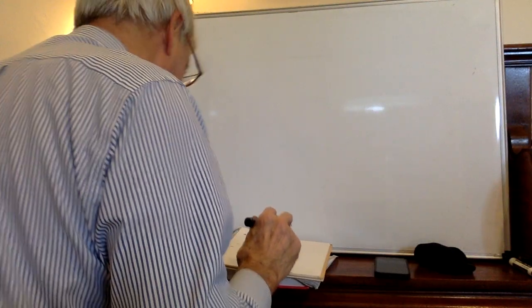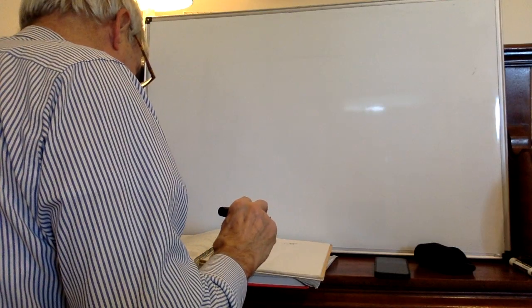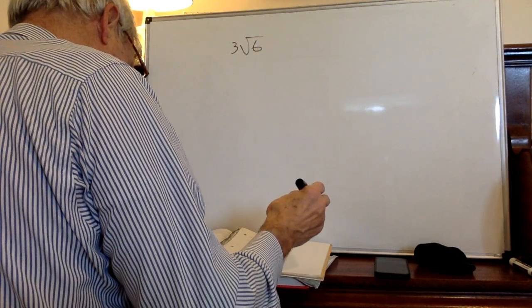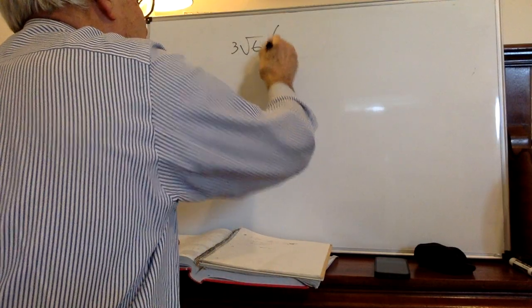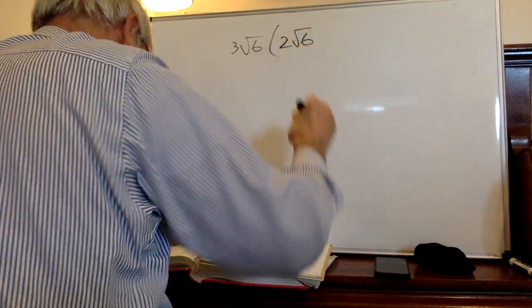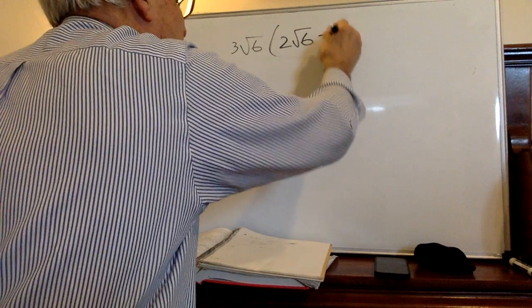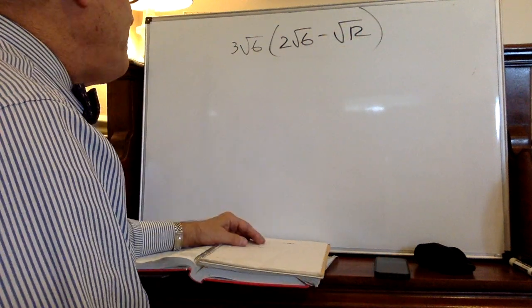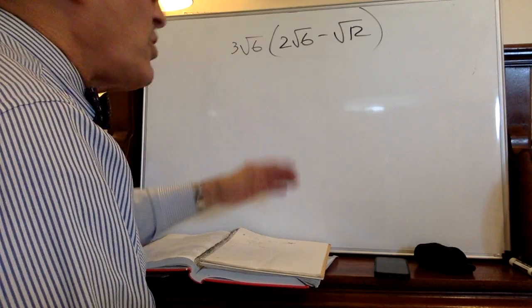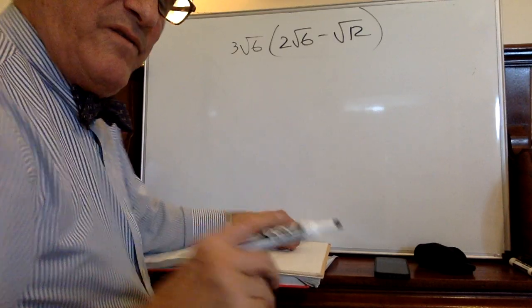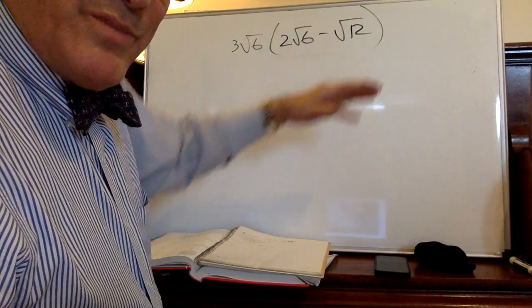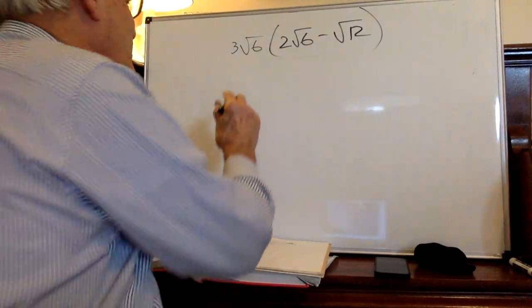And the last problem, number 22. Number 22, 3 root 6 times the quantity 2 root 6 minus root 12. And I'm going to just go ahead and multiply through first and simplify at the end. I could simplify that radical first, but there really is no need. I'm going to simplify when I finish.